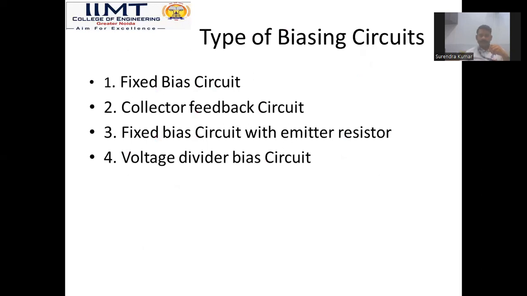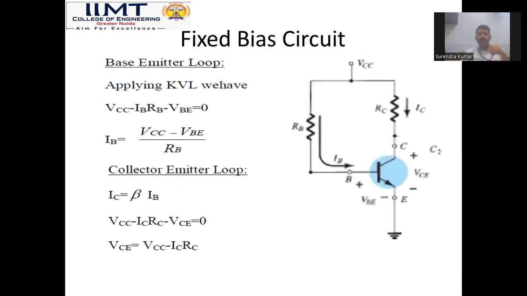These are some types of biasing circuit. First one, the very basic circuit, is the fixed bias circuit. Second is the collector feedback circuit. Third is the fixed bias circuit with emitter resistor. And fourth is the voltage divider biasing circuit. So let's talk about the first one, the fixed bias circuit. It is known as a fixed bias circuit because the voltage at the base is decided by the fixed value of RB, and the collector voltage is decided by the value of RC.